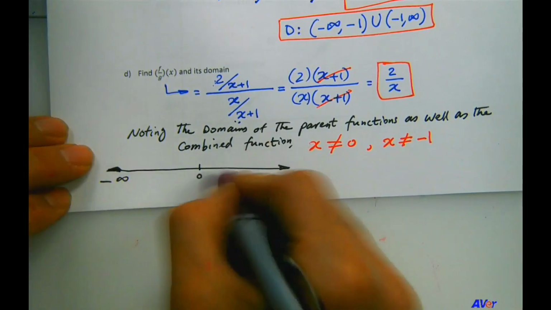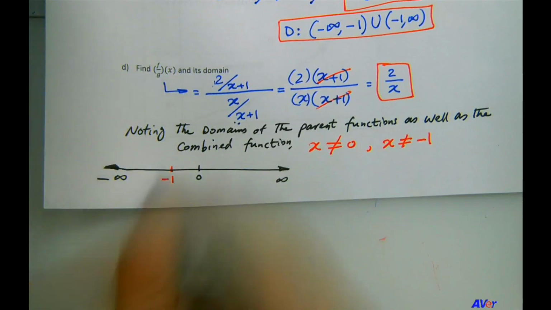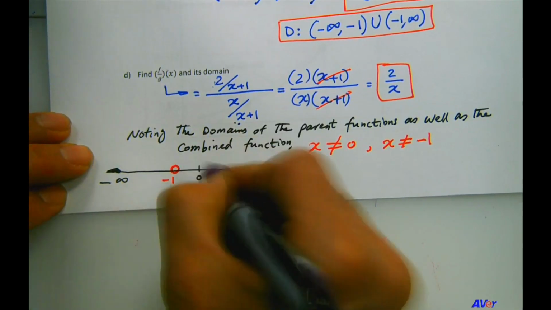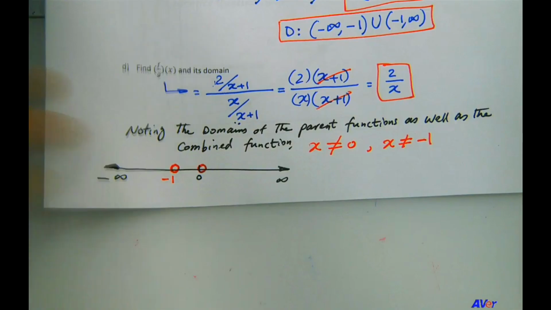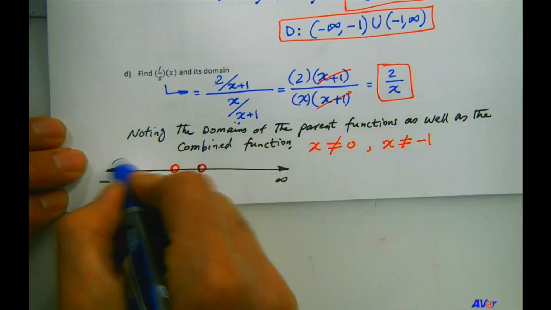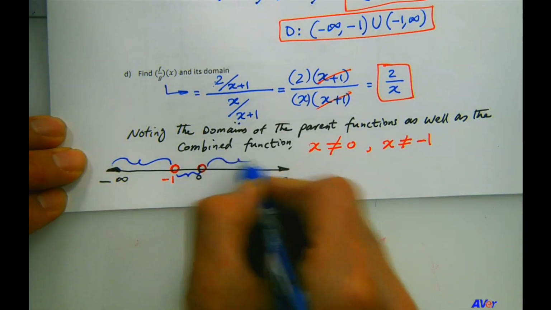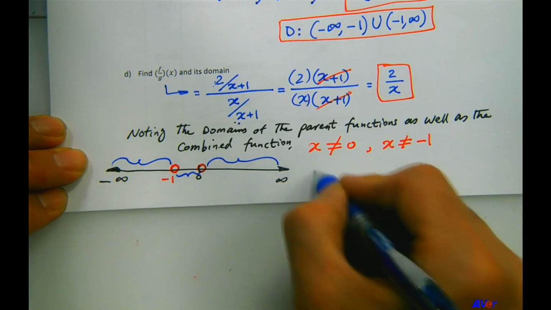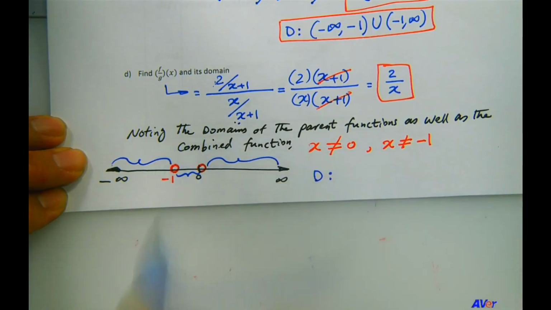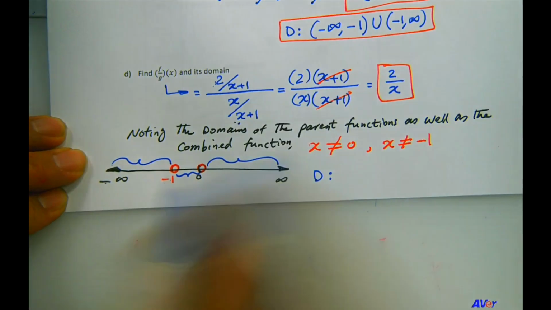So that's 0, and -1 is here. So we're saying that -1 is not acceptable, 0 is not acceptable, right? So what is acceptable? What is acceptable is this piece, and that piece. So let's write it up. The final domain of the combined function is -infinity to -1.